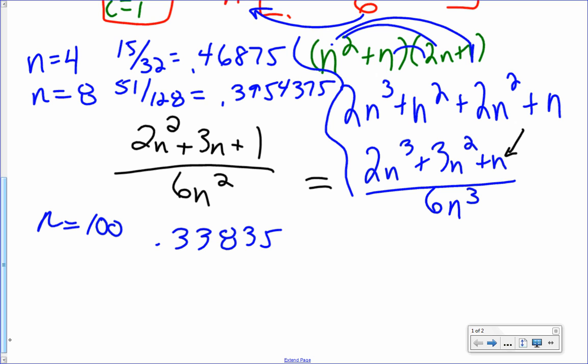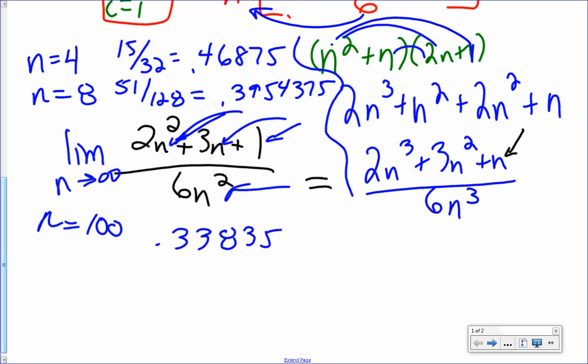Okay. What if I were to add something here? Limit as n goes to infinity, meaning put in a huge number. Put in a huge number and square it and then take it times 2. All right, that's big, right? Compared to that, is 3 times something big really doing all that much? The plus 1's doing basically nothing. Over 6 times that same huge thing that was up there, correct?